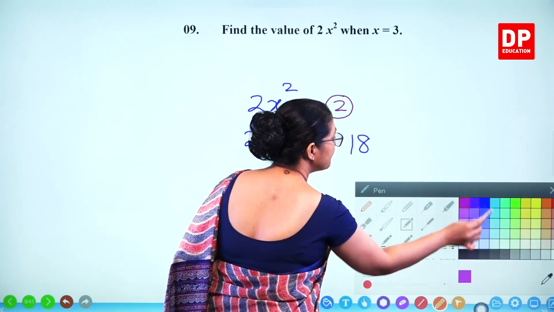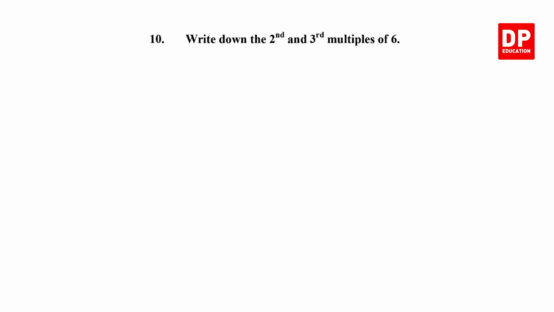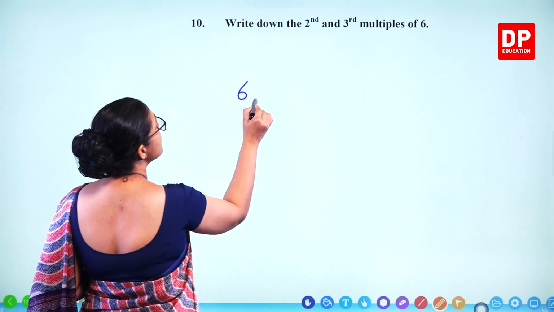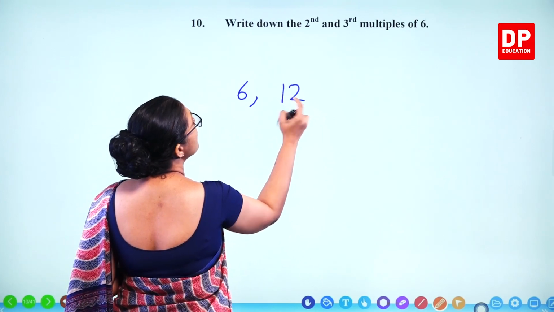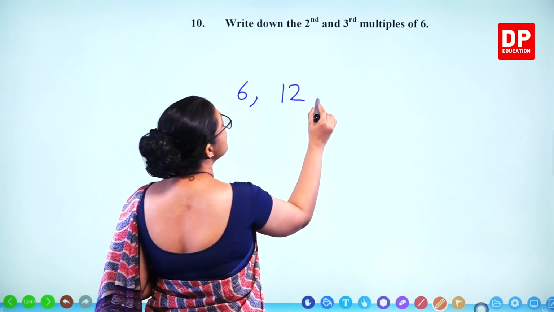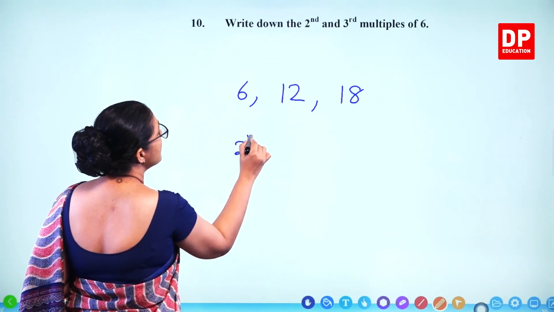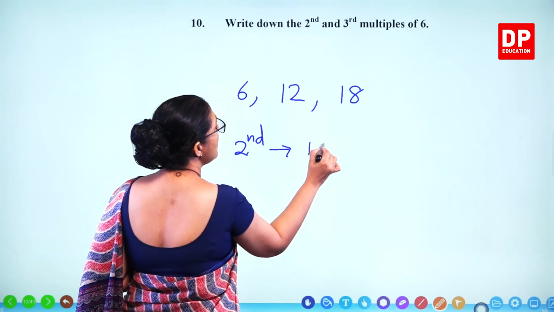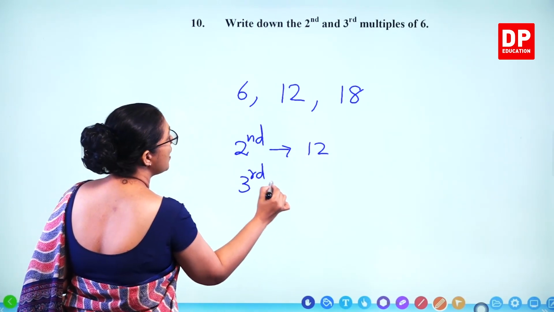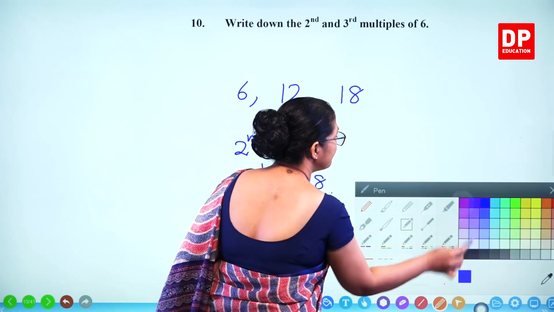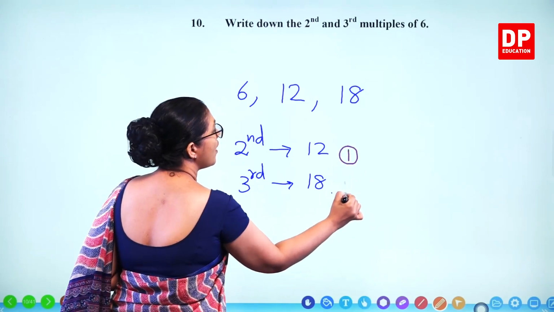Question number 10. Write down the second and third multiples of 6. So what are the multiples of 6? 6 times 1, 6. 6 times 2, 12. So that's the second one. 6 times 3, that's 18. So second multiple is 12 and third multiple is 18. You get 1 each.